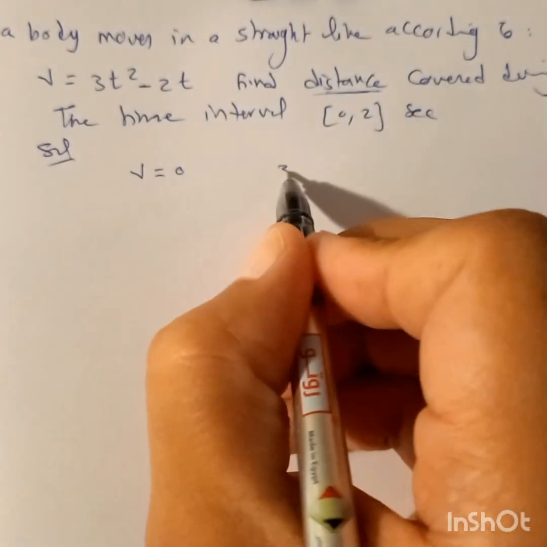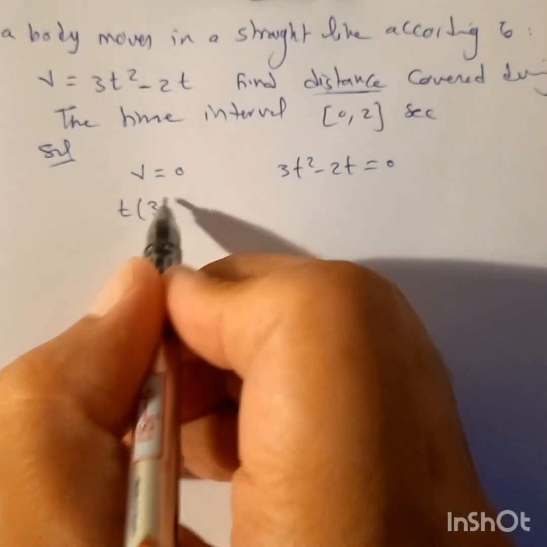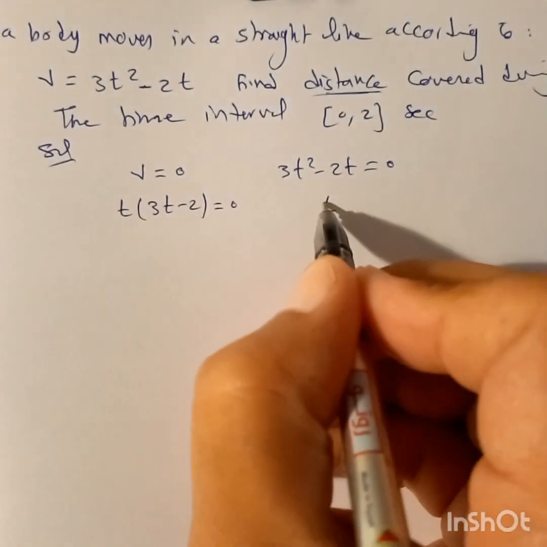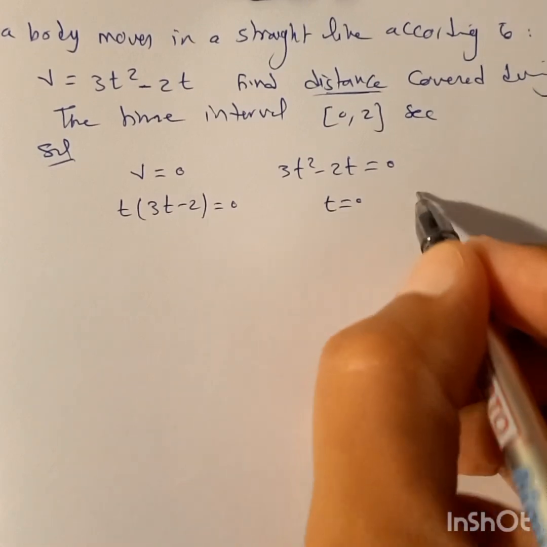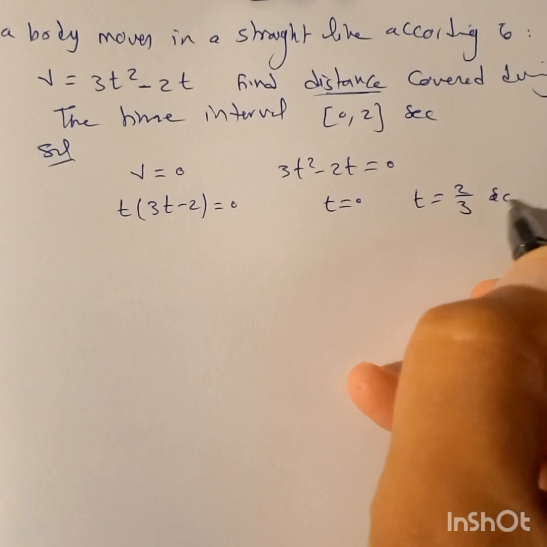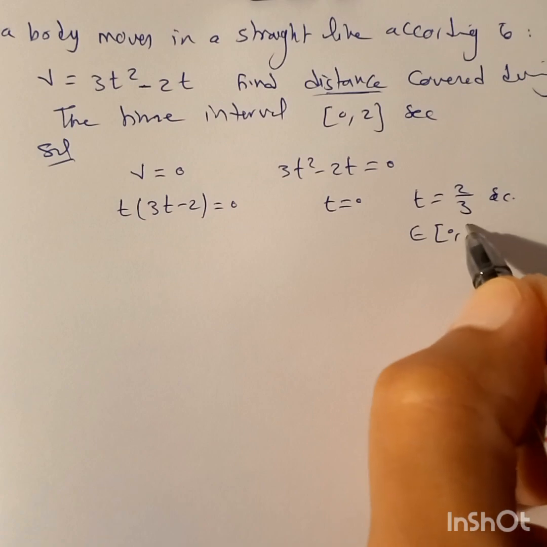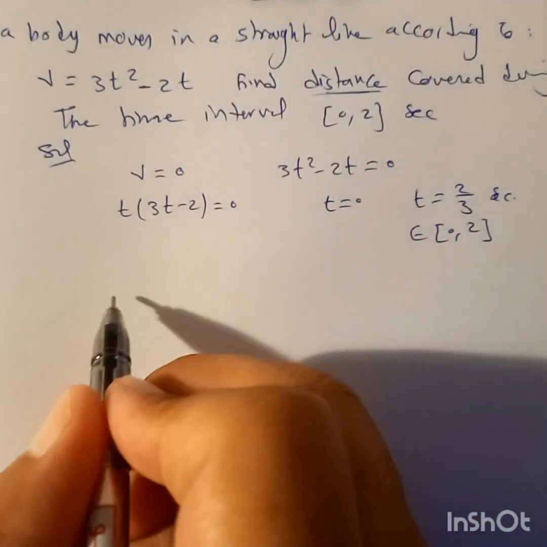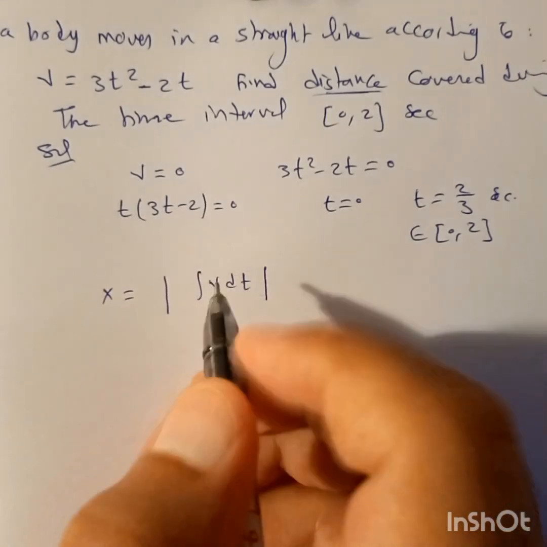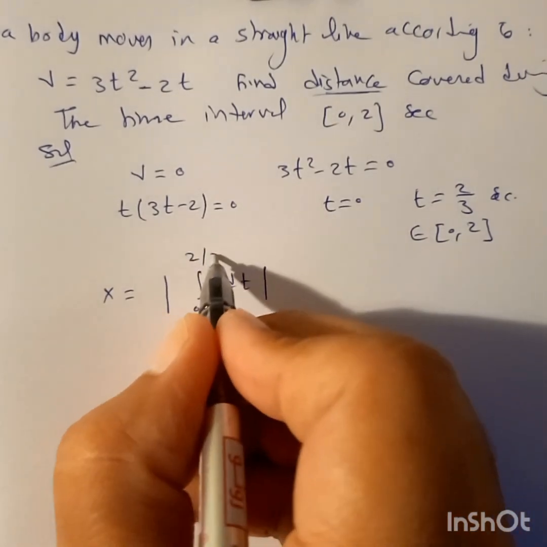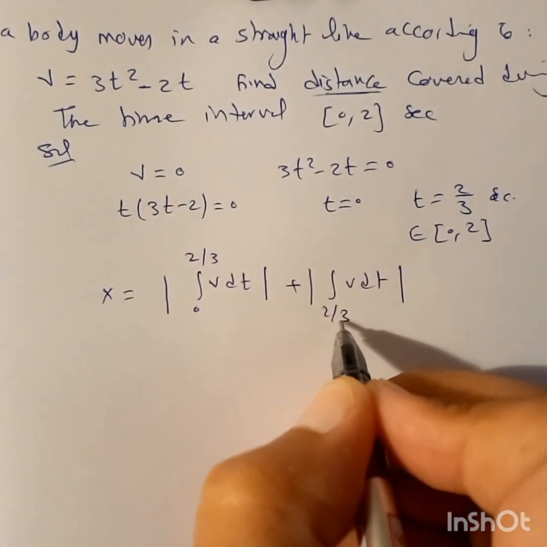Then we find v equals 0 first. We have 3t squared minus 2t equals 0. Then we have t(3t minus 2) equals 0. We have t equals 0 at the start of motion, and t equals 2 over 3 seconds. And this time is included in the time interval 0 to 2. Then we have x equals the modulus of the integral of v dt over the first interval from 0 to 2/3 second, plus the modulus of the integral of v dt from 2/3 to 2.